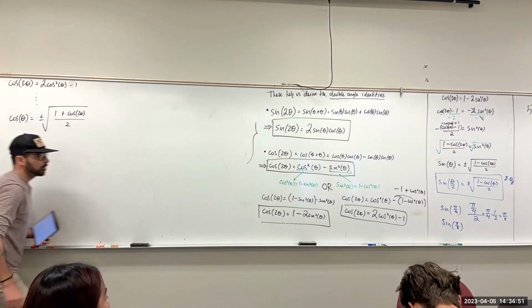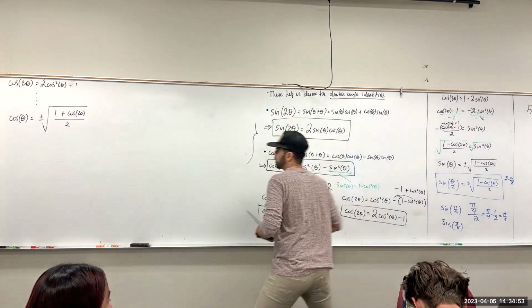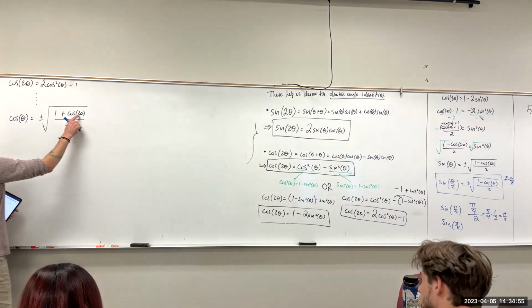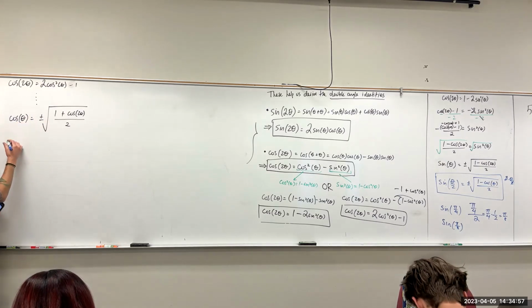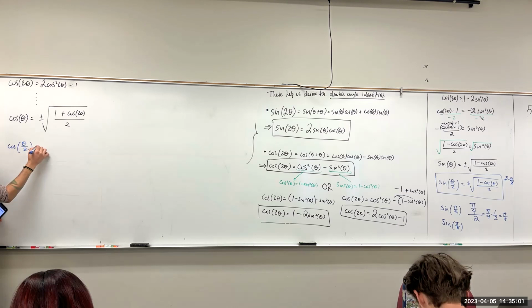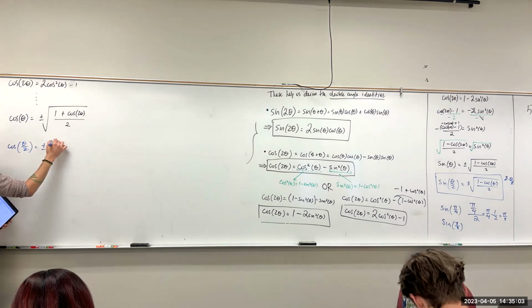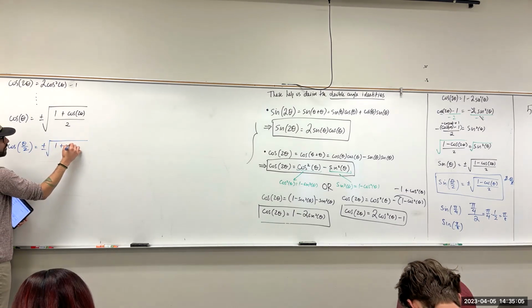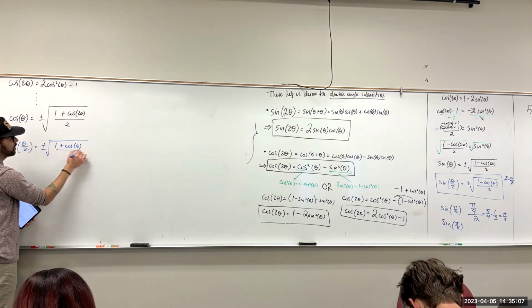And so in your textbook, though, they're going to say, look, this is double of this angle. So then cosine of theta over 2 is plus or minus the square root of 1 plus cosine theta over 2.